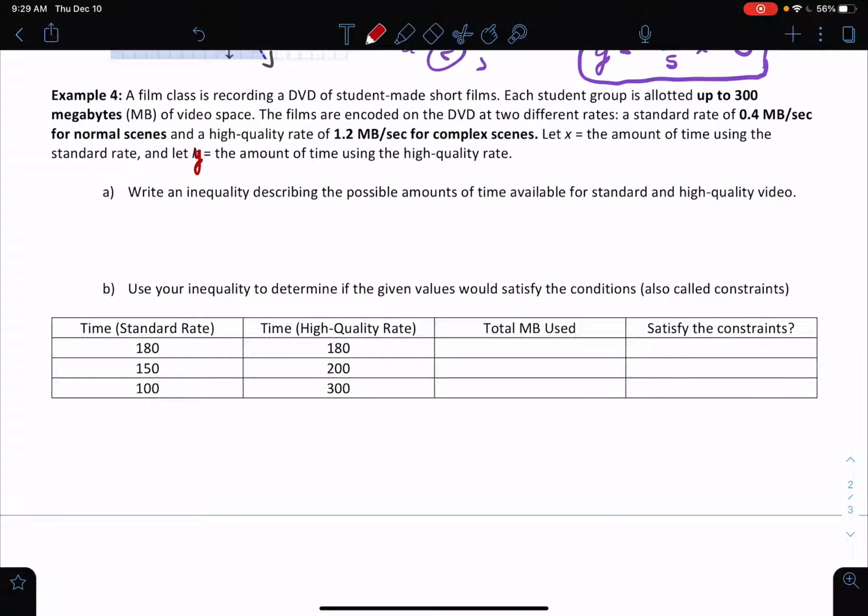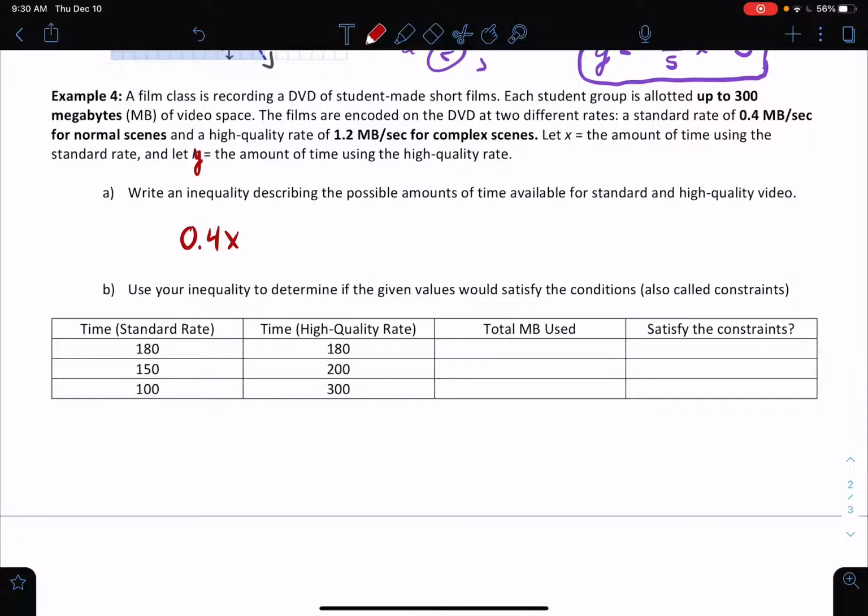So X represents the amount of time using standard rate. Well, it's 0.4 megabytes per second. So I take the amount of seconds, X, and multiply it by 0.4, and that's how many megabytes I used for standard rates, or for my normal scenes. Now, for complex scenes, at the high quality rate, that's 1.2 megabytes times the amount of seconds I use at high quality, Y. If I add these two together, that's going to give me my total of 300 megabytes that I can use.